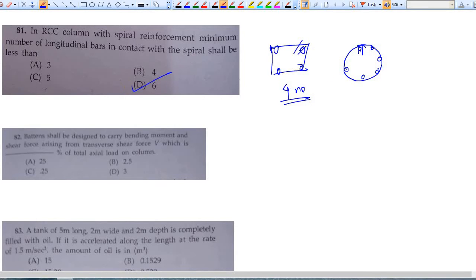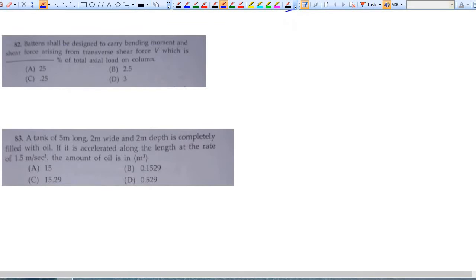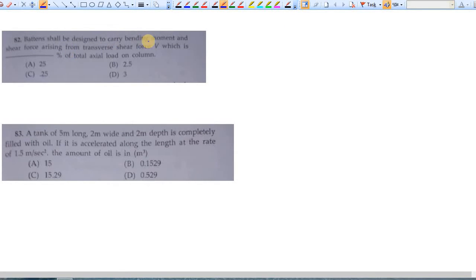So the answer is 6. Next, batten shall be designed to carry bending moment and shear force arising from transverse shear force V, which is how much percentage of total axial load? Well, if this is the column, you are going to design this batten or lacing, whatever. In that case, you have to take the side shear force as V equal to 2.5% of this axial force. So B is the correct option.